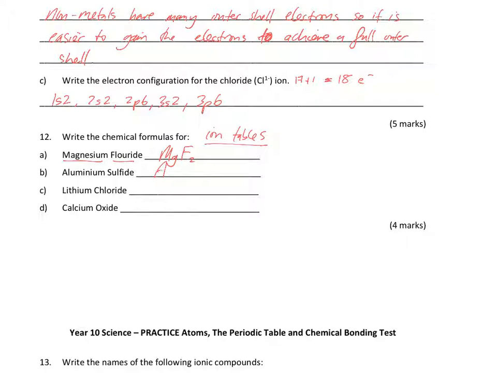Aluminium sulfide. Aluminium is Al, sulfide is S. But aluminium has a charge of 3+ and sulfide has a charge of 2-, so they don't even each other out straight away. The lowest number both the 2 and the 3 charges go into is 6. If I have 2 aluminiums, I'll have 6+, and if I have 3 sulfides, I'd have 6-. So Al2S3. Lithium is Li, and it's +1, and chloride is -1, so they balance each other straight away. Calcium is 2+, and oxide is 2-, so they balance each other straight away.